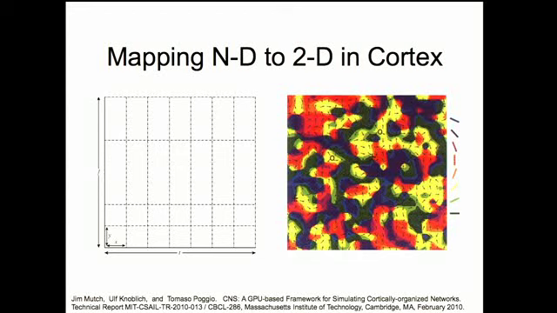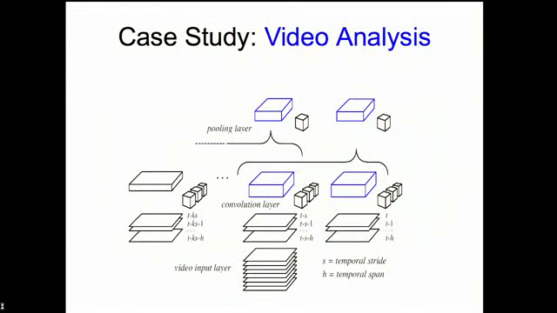On the right here, you see a graphical rendition of a portion of striate cortex showing the way that orientations and ocular dominance are mapped to the 2 dimensions of cortex. So my real interest in teaming with Jim was to see if we could extend CNS to handle video.